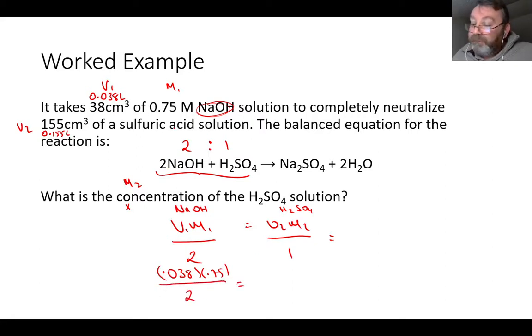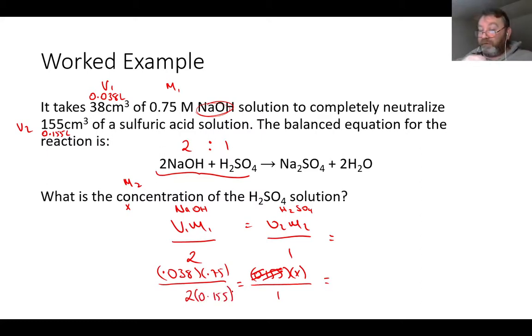Then go to the acid. We've got 155, that's V2, so 0.155 liters, multiplied by its concentration, which we don't know. So we're going to call that X, all over 1, because in the balanced equation, the number in front of H2SO4 is 1. Now, you've got to pull out all your algebra here. In order for me to get rid of 0.155 as a multiplier of X, I'm going to divide both sides by 0.155. So I'm going to take that from there and put it down here, because it always does the opposite on the other side of an equation.